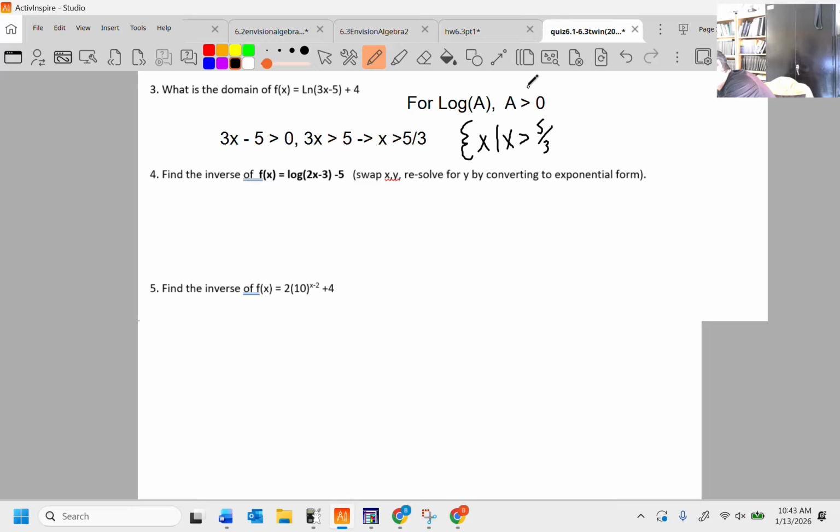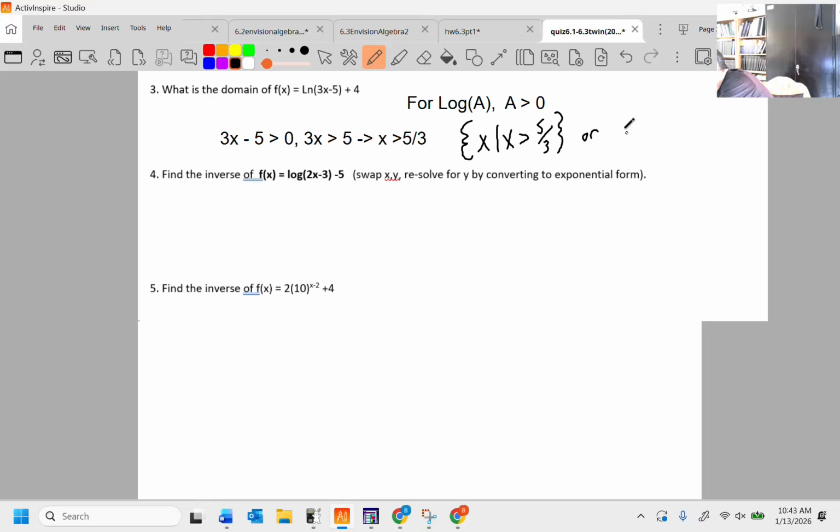And my kid is only in first grade. He understands inequality symbols. Why don't my juniors understand inequality symbols? That blows my mind. Blows my mind.